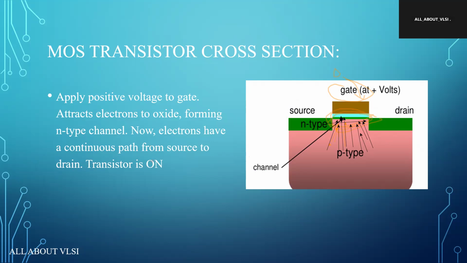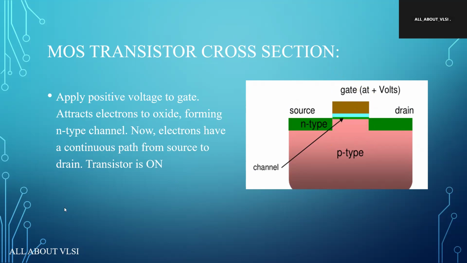At this stage, now electrons have a continuous path from source to drain, right? Here the channel is created when we are applying voltage at the gate, right? So at this stage, the channel is created. So there is a flow of electrons from source to drain. So there is a flow of current also, right? So at this stage, the transistor is in on state. Okay. Do you guys agree with this point?